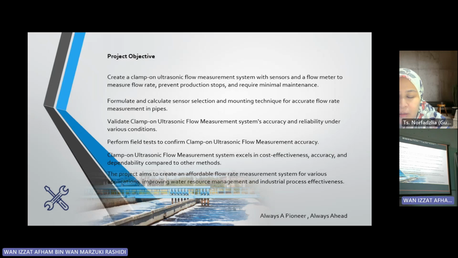Then we formulate and calculate sensor selection and mounting technique for accurate flow rate measurement in pipes.